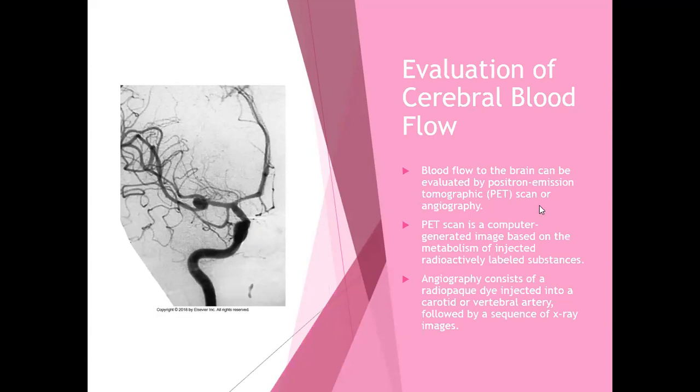So they use imaging to evaluate cerebral blood flow, positron emission tomography or a PET scan, or an angiography. Can also use an angiography or a PET scan to evaluate coronary blood flow. The PET scan is the computer-based image based on the metabolism of injected radioactively labeled substances. And an angiography consists of a radiopaque dye injected into the carotid or vertebral artery, followed by a sequence of X-ray images. So you get these cool images that can see what the blood flow is in the brain.